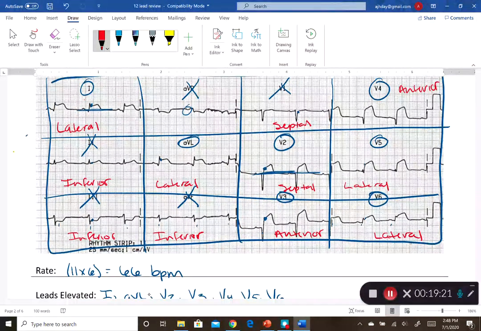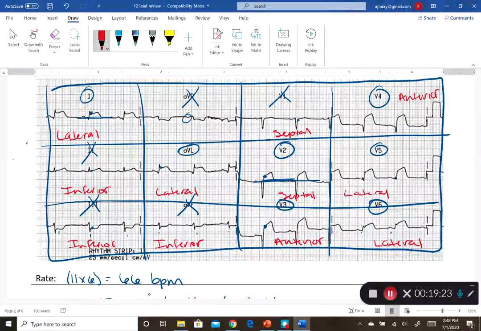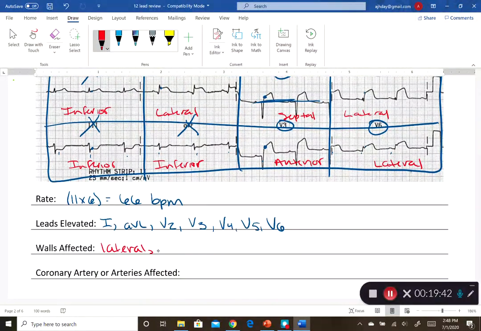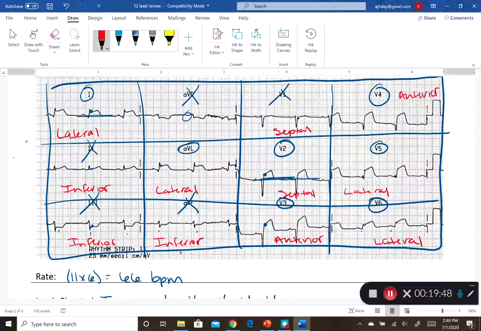All right, looking at some of my other ones, my septal wall, well, we know inferior is not affected, but let's go to septal. I've got 1 out of 2 affected. I didn't have any elevation in V1, but I had it in V2, so we're not going to count it, right? Because it has to be at least 2 contiguous leads. How about anterior? Definitely have elevation in 3 and 4, which gives me those 2 contiguous leads. So I have my lateral and anterior wall affected.